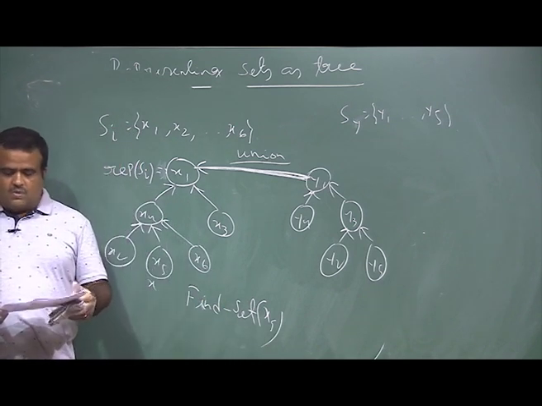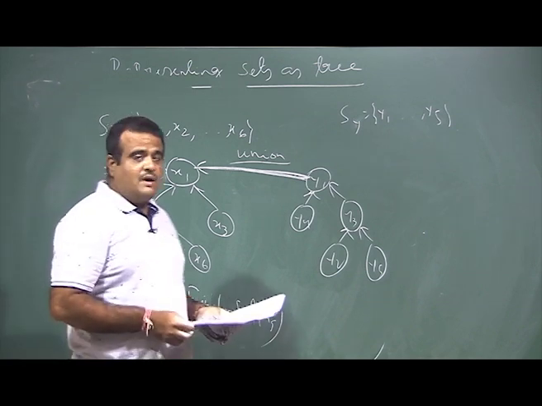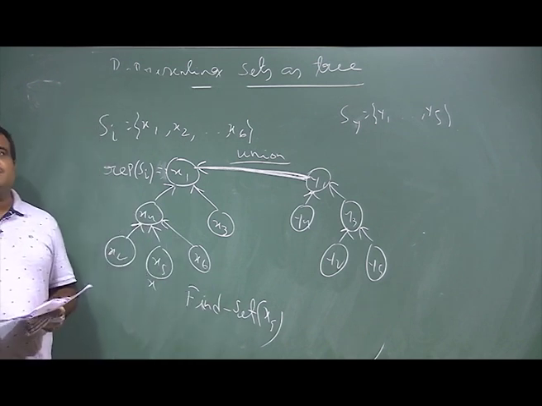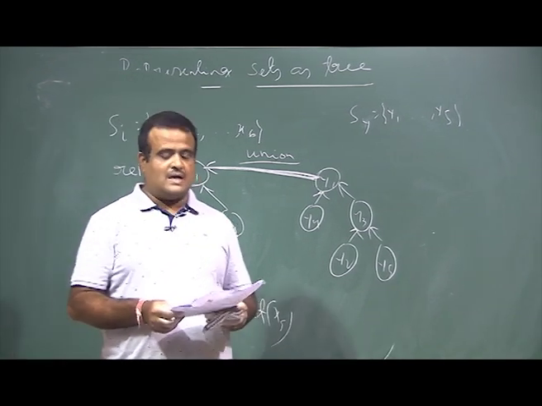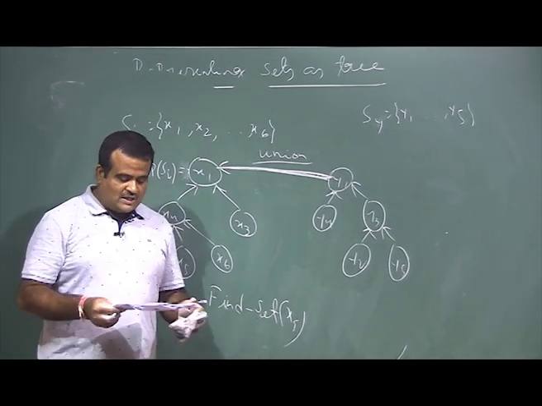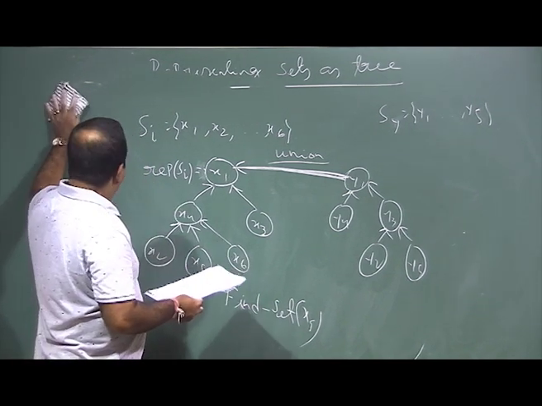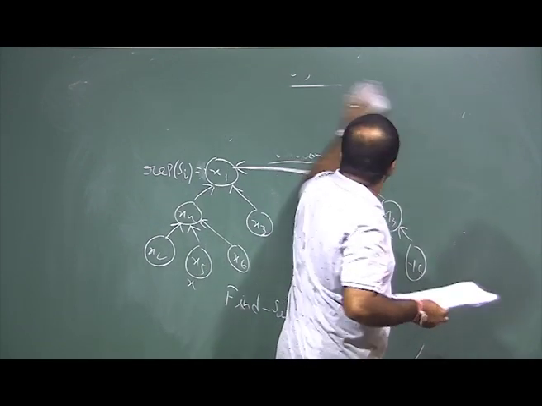Okay. So, now the question is, if we adopt trick one here, that means if we just add the smaller set to the larger set, then how is it helping us? That is the next discussion we are going to do.